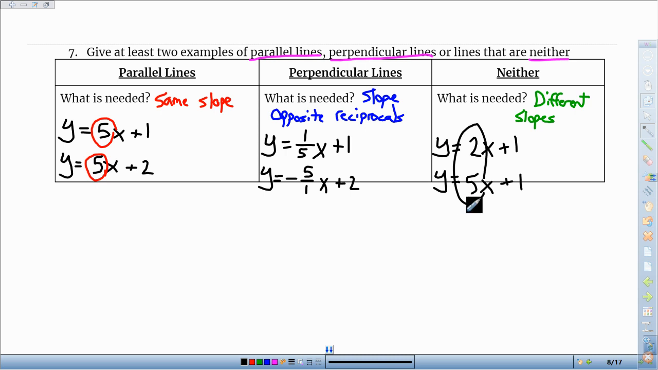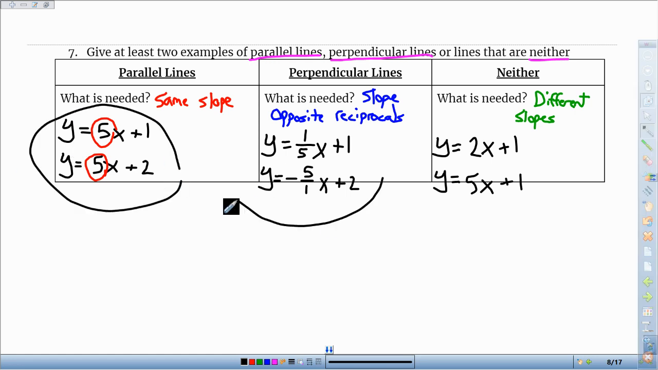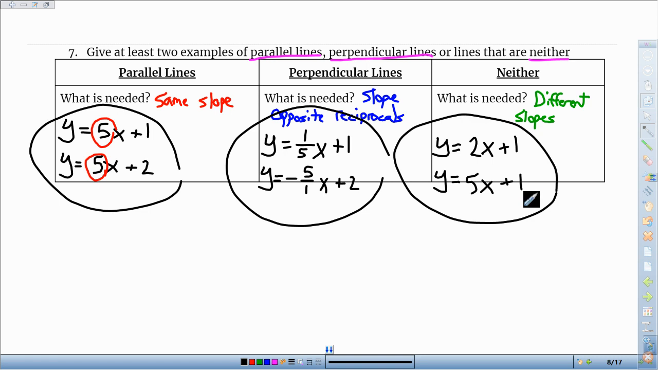Remember, it's all about the slopes. These slopes are not parallel. They're not the same. They're also not opposite reciprocals. So they are neither. When you have the test, you're going to be given 3 pairs of lines, and all you're going to have to do is look at them and say, those are the parallel ones, those are the perpendicular ones, these are the neither. You won't be writing your own equations. It'll be a lot more straightforward on the test, just so you know.